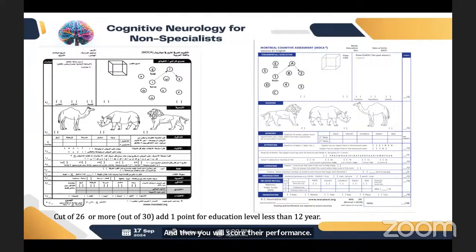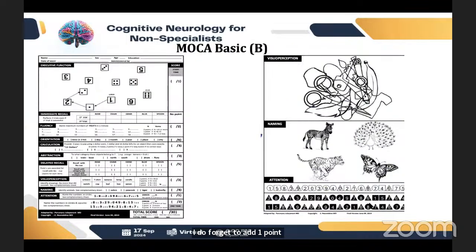So again, just a reminder, if the patient got 26, that's considered within average. But if they score less than that, they may be struggling with their cognitive function. This is, again, an indication. And don't forget to add 1 point if their education level is less than 12 years. So this is MoCA B.